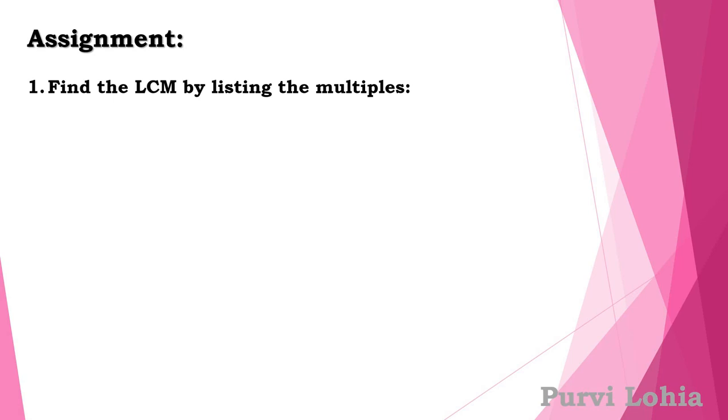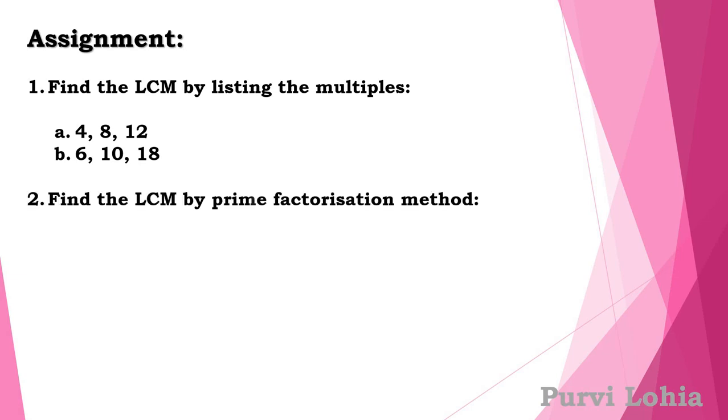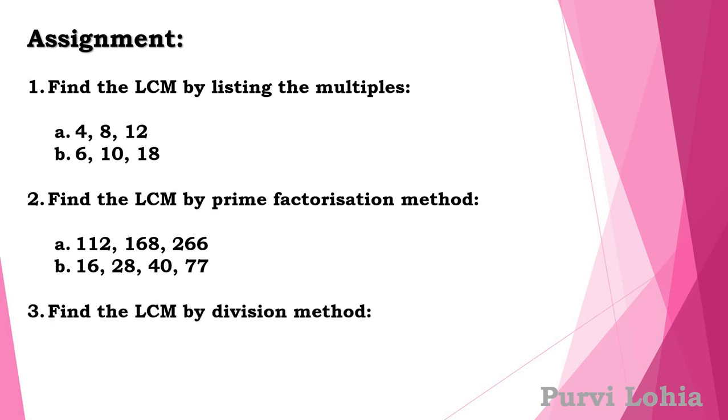Alright. Assignment. Find the LCM by listing the multiples: 4, 8, 12 and 6, 10, 18. Find the LCM by prime factorization method: 112, 168, 266, and 16, 28, 40, 77. Find the LCM by division method: 84, 96, 144, and 102, 170, 136. So students, these are the questions which you have to do as assignment. So do your homework, stay at home, be safe.